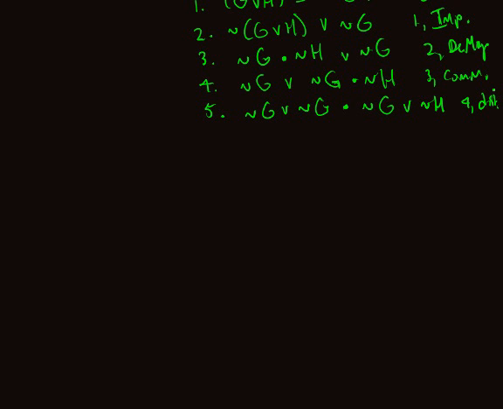Sorry, it's getting a little messy here. Then by line 6, I'm going to get not G or G down here by simplification. This is 5 and simplification. And then by the rule of tautology, I'm going to get not G. That's 6 and tautology. So that's how you do it.